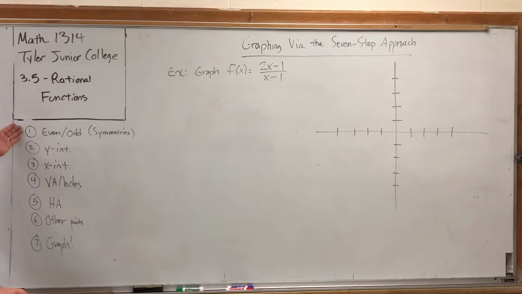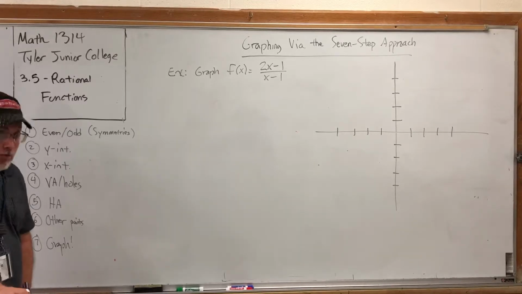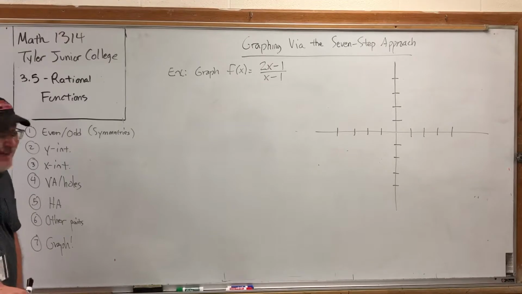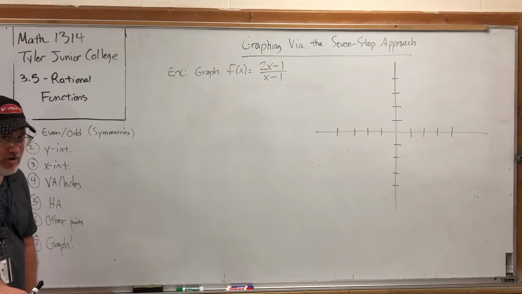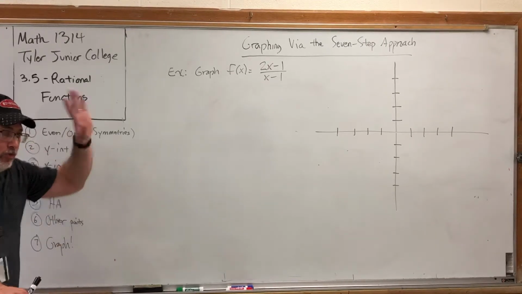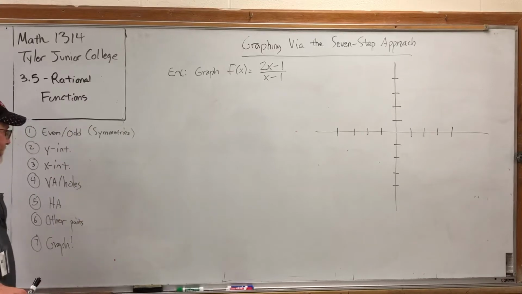Step number 1 is to determine if the function is even or odd, implying whether it has y-axis symmetry or origin symmetry. Remember, the benefit to having a symmetry is you technically only have to figure out half the graph and either fold or rotate to get the other half.